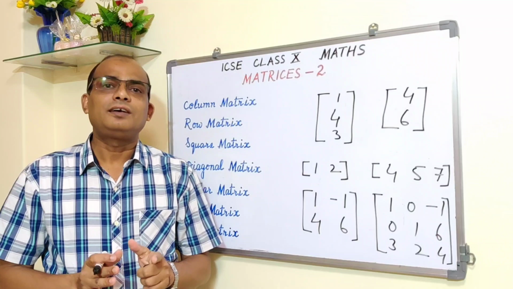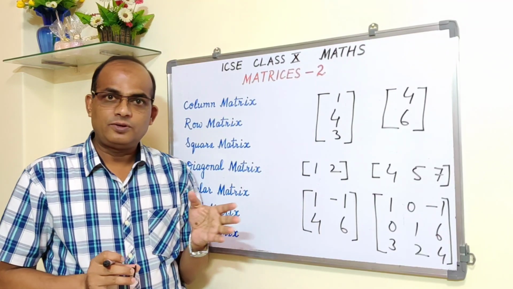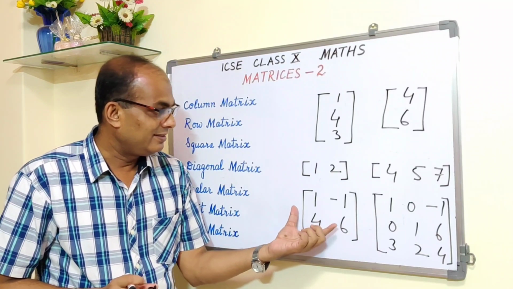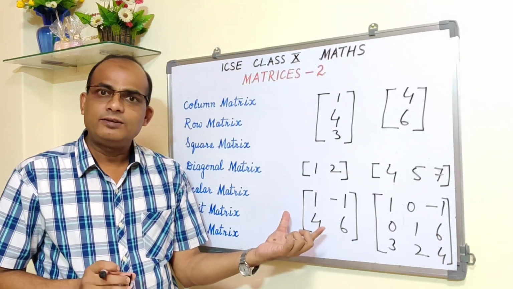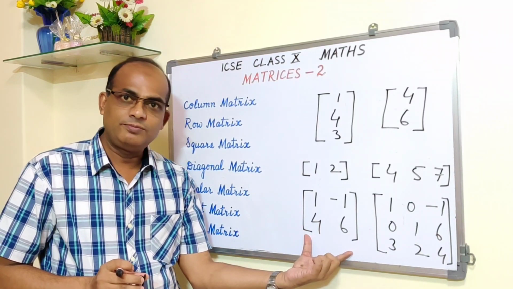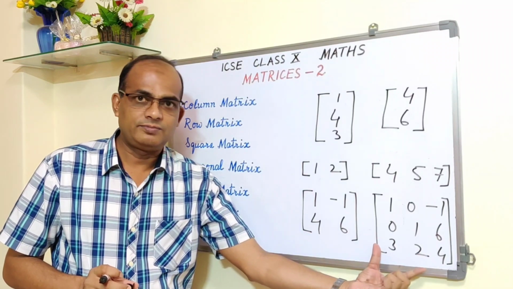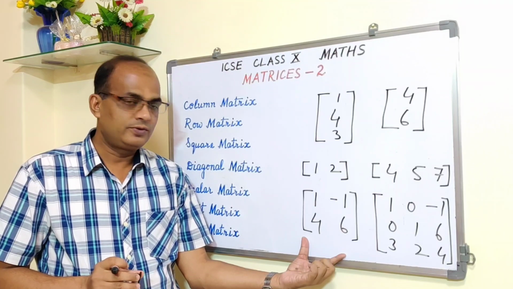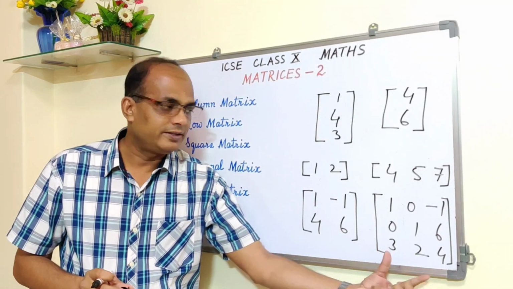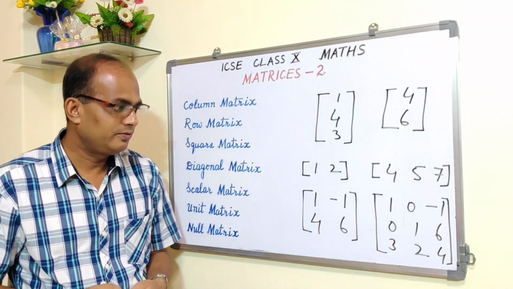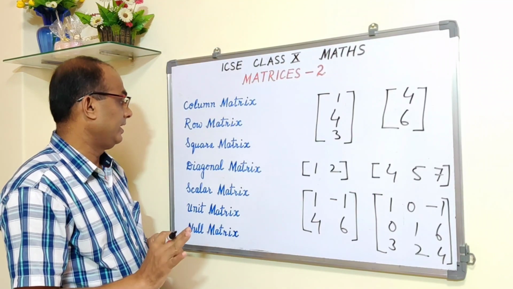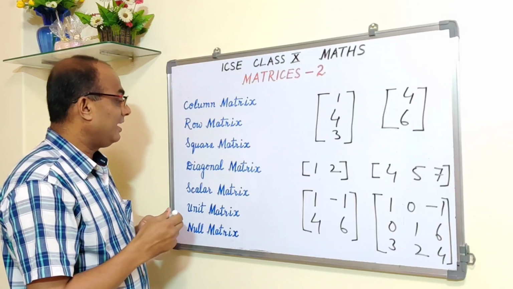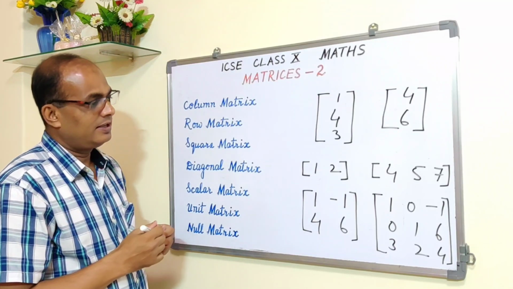So these are the examples of square matrices. This is one square matrix. This is another square matrix. Here the order is 2 by 2: 2 rows and 2 columns. Here the order is 3 by 3 because there are 3 rows and 3 columns. Fine. Okay. After that, we talk about diagonal matrix.